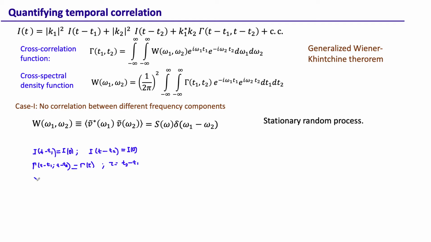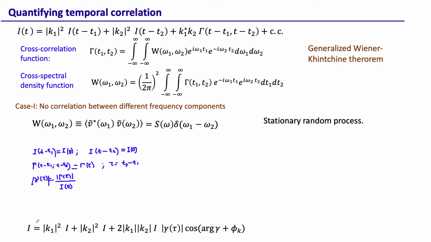We can also look at the degree of coherence function, gamma(tau). It is simply the mod of gamma(tau) divided by the intensity. If we substitute these, we can write the intensity as k1 squared I plus k2 squared I, where I'm writing I for I naught, plus 2 k1 k2 I times gamma(tau).